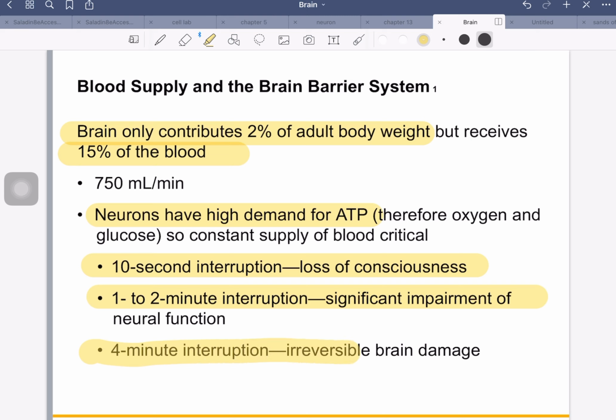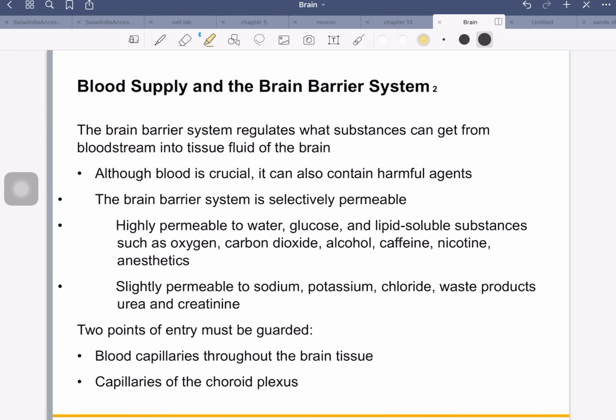Within 1 or 2 minutes, you get significant impairment of neural function. And within about 4 minutes, unless under extreme circumstances like very reduced body temperature or something like that, which may mitigate this a little bit, you're looking at maybe 4 minutes until you start to see irreversible brain damage.